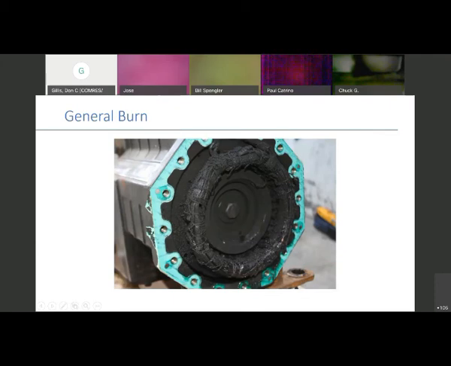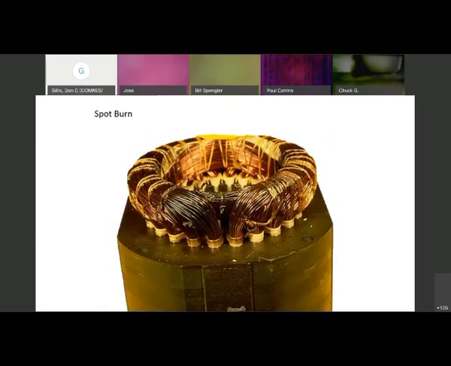This is a general burn, obviously very, very contaminated, and you can see the damage that's done there. Heavy stench on that. This is a spot burn. This could be something as simple as someone using a Sawzall cutting their copper lines on the initial installation. Maybe a piece of copper flake got in there and laid across these windings, and it got warm and burnt that off, and now we have a spot burn. Again, back to that initial installation, how important that is.